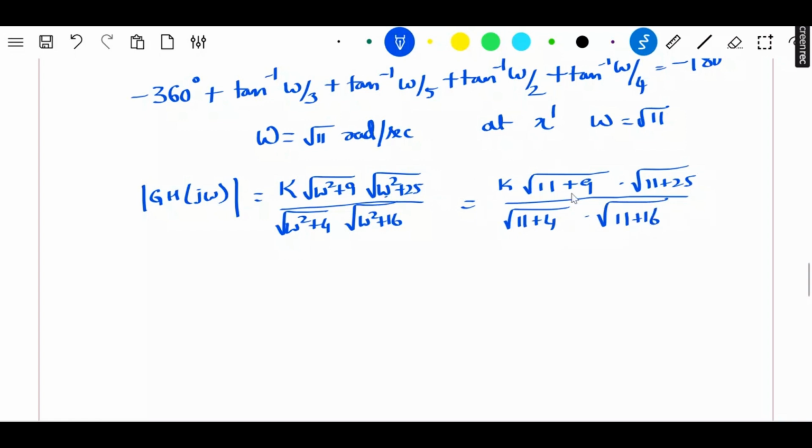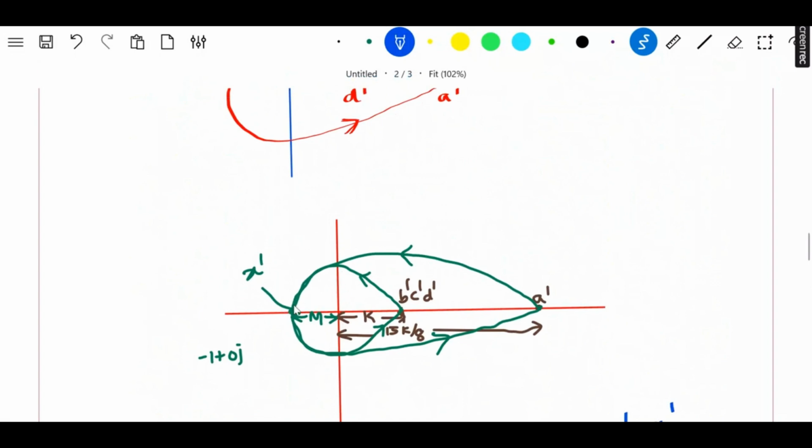If you solve this completely, the magnitude at x dash, which is the value of M I told you earlier, will be 1.33K. So it means that this point is actually 1.33K.